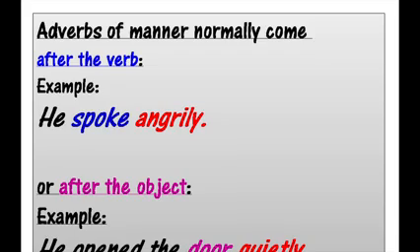We also place the adverb after the object to show how the action has taken place. If you see the example, he opened the door quietly. So opened is the verb, door is the object, quietly is the adverb. So how did he open the door? He opened the door quietly, by placing the adverb, that is quietly, after the object. We are trying to show how the action has taken place, or in which manner the action has taken place.